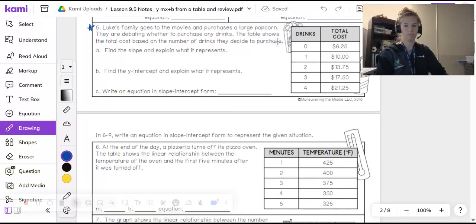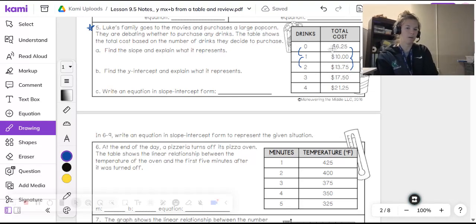Okay, so they're purchasing popcorn no matter what, and they're trying to decide if they need to order drinks. Do they order 0, 1, 2, 3, 4? And you can see this table listed out based on their situation. If they order 0 drinks, their total cost would be $6.25. If they order one drink, their cost now becomes $10. If they order two drinks, it becomes $13.75.